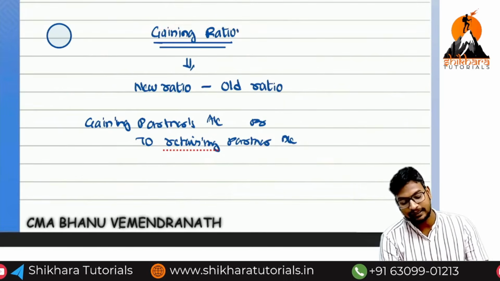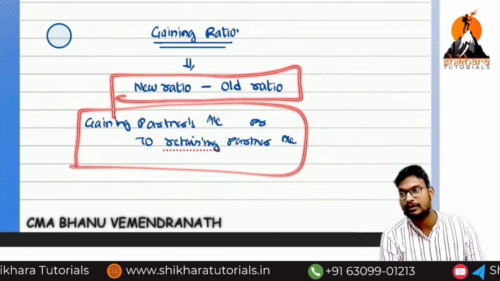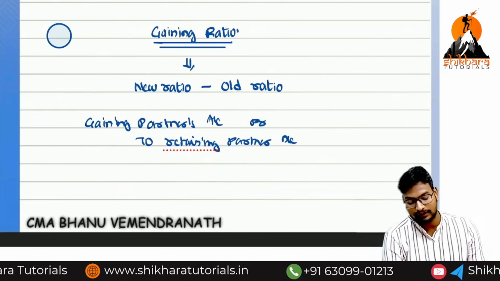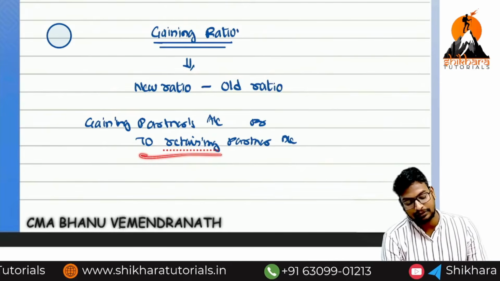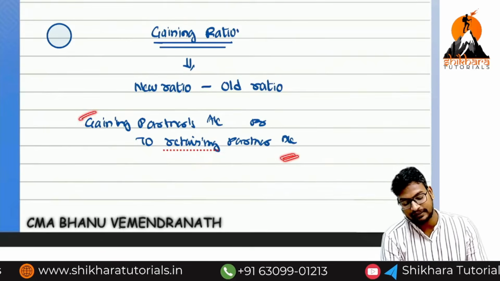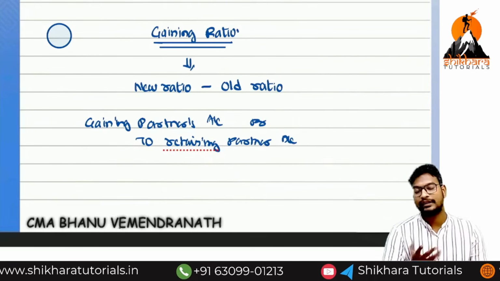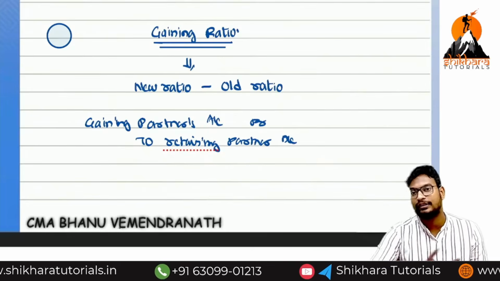So what is the gaining ratio? New ratio minus old ratio. What is the entry we need to record? Gaining partners' capital accounts are debited to retiring partner's capital account. We need to increase the retiring partner and decrease the gaining partners. Okay, now you will understand better after solving the question.